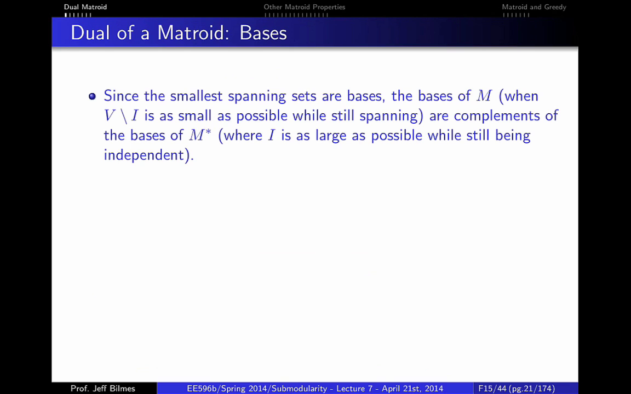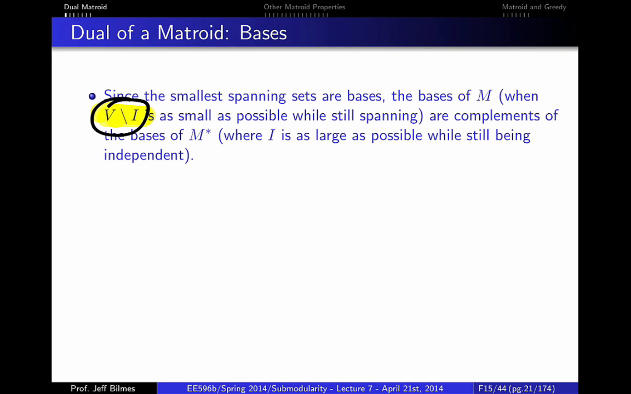Now, in the dual matroid, let's take these sets. These are the things in the dual matroid that must be spanning. In other words, for I to be independent in the dual matroid, V except for I needs to be spanning. To make V except for I as small as possible corresponds to a base in the original matroid. But making V except for I as small as possible means making I as big as possible, because any subsequent removal from V except for I would no longer be spanning. That's a base. Therefore, any addition to I would no longer be independent in the dual. And so basically that means that the complements of bases in the primal matroid are bases in the dual matroid.